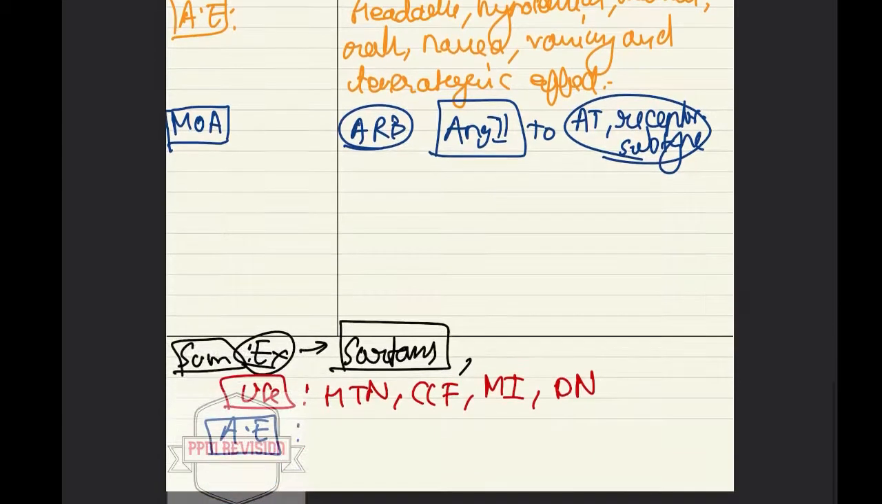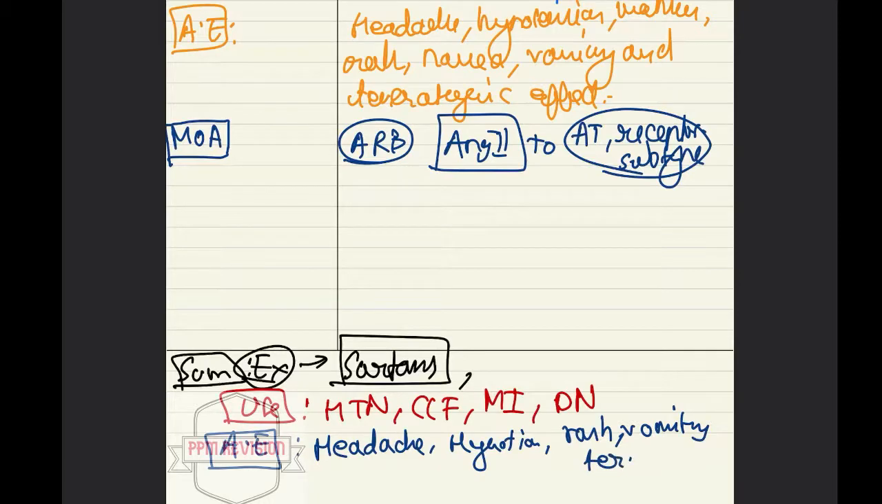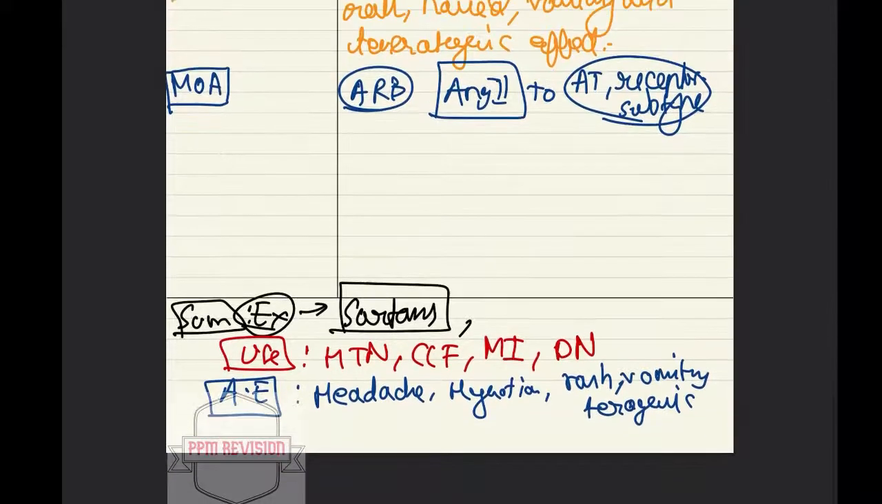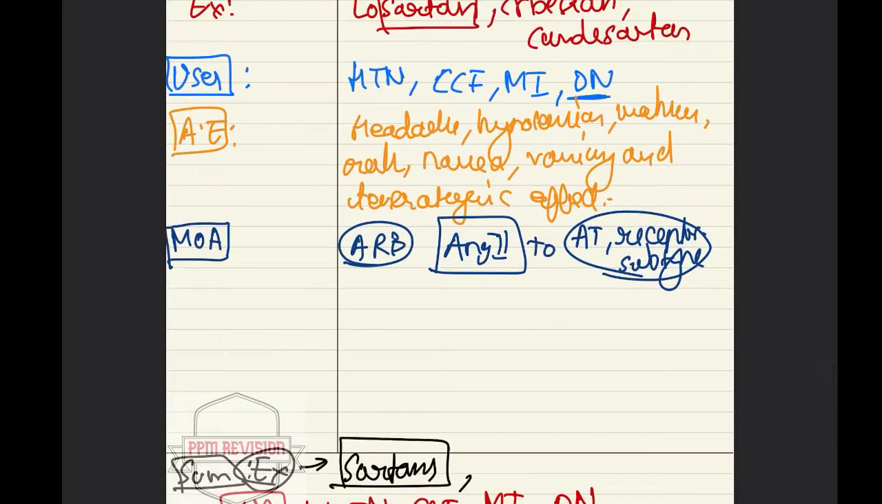Now moving ahead, we'll be looking at some of the adverse effects. And in the previous we had a mnemonic, that is captopril. Here, however, there are minor headaches, hypertension, weakness, you have rash, there's vomiting as well as teratogenic effect, nausea. And they can also lead to hyperkalemia. This is important and should be mentioned. Results in hyperkalemia as well.